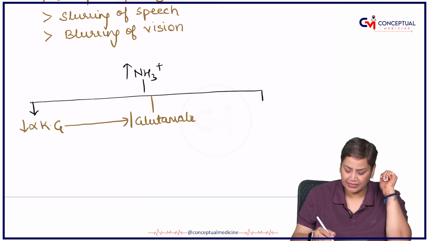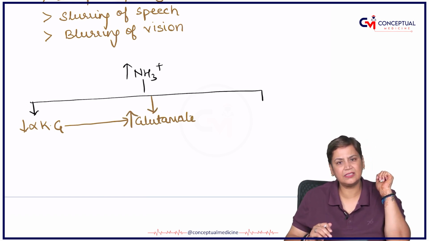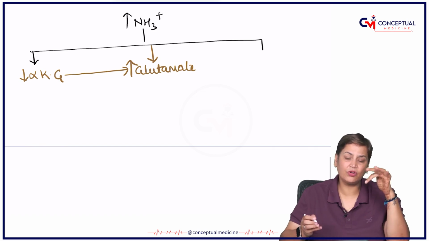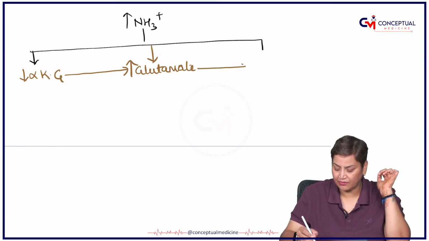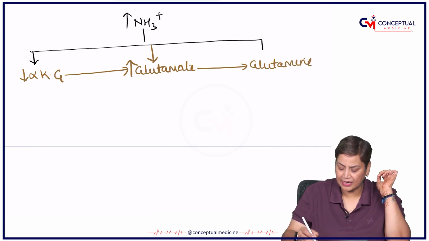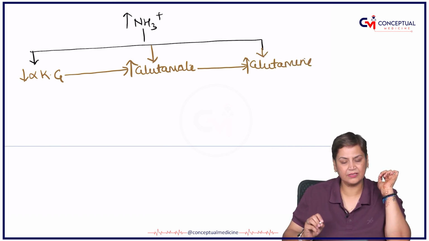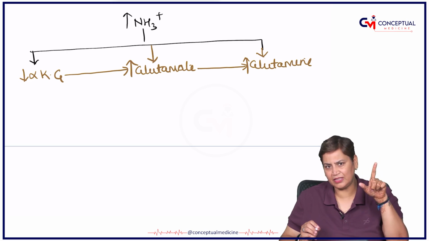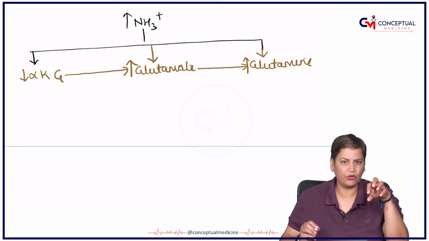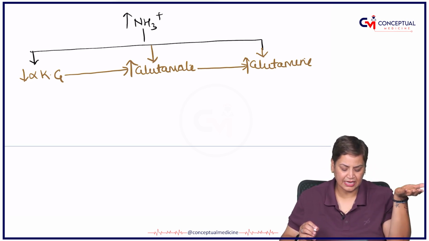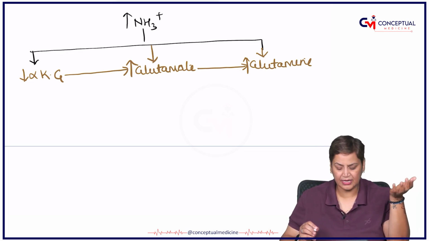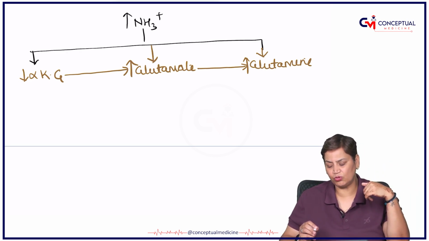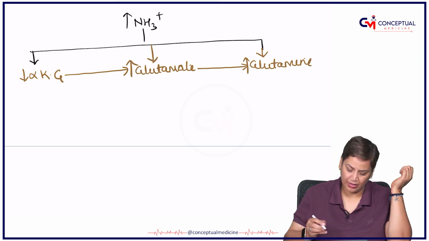So basically the concentration of glutamate will increase. But when the concentration of glutamate increases, it will be converted to glutamine. So again the concentration of glutamine will increase. You can see that just by one thing, increased concentration of ammonia is leading to decreased concentration of alpha-ketoglutarate, increased concentration of glutamate, and increased concentration of glutamine.